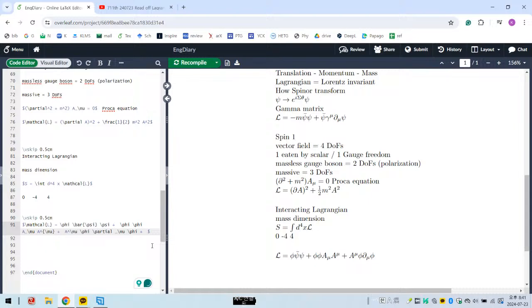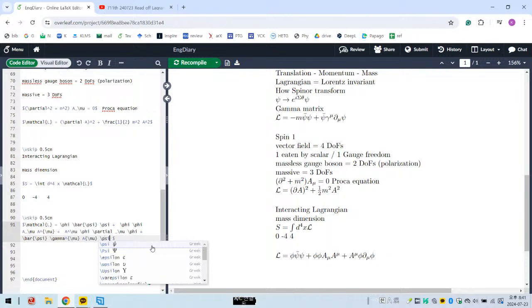For the interaction between the spin 1/2 and the spin 1 gauge boson, gauge bosons are vectors, so we should contract with vectors. We can construct a vector quantity by using the spinor with the gamma matrix. So the interaction between the spin 1 and spin 1/2 particle has such a form.